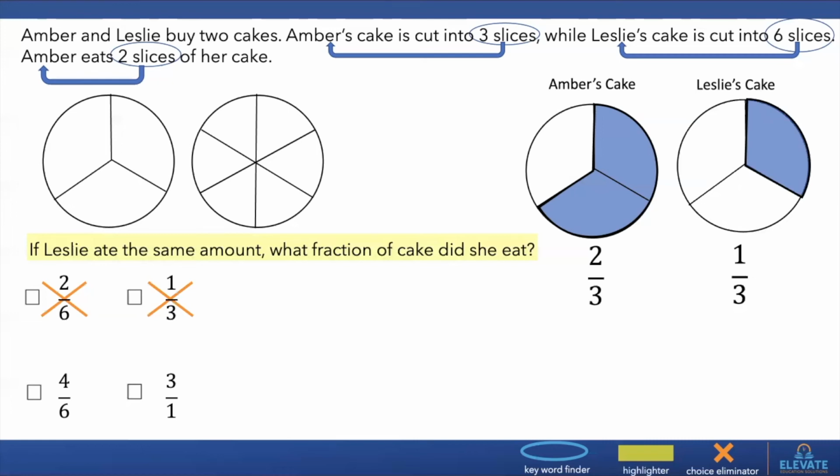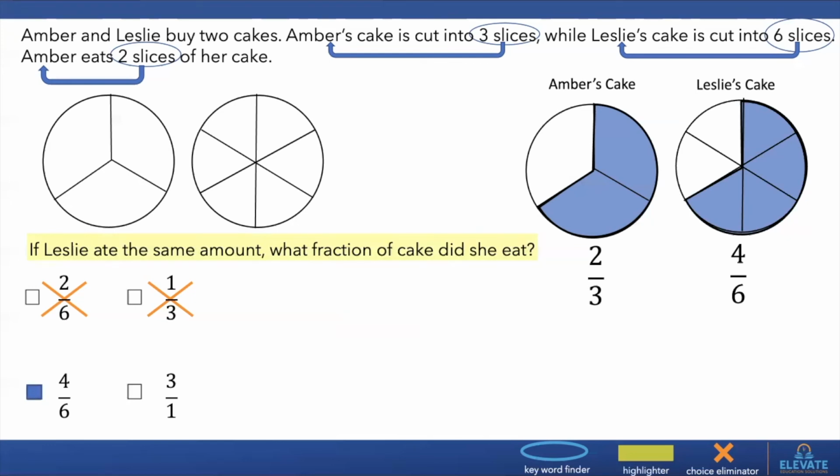Let's look at our next answer choice, 4/6. To create the model for 4/6, we must create a circle with 6 equal parts. To represent the numerator, we must shade 4 of the parts. We notice that even though the numerators and denominators are different, the amount that is shaded is the same. Since they have the same amount shaded, we can select 4/6 as the correct answer.